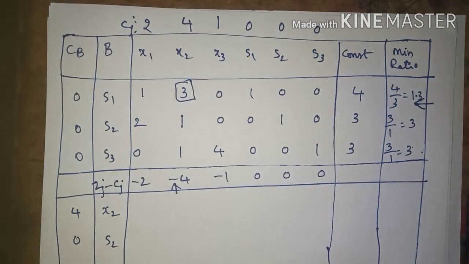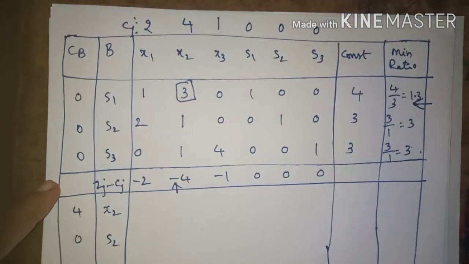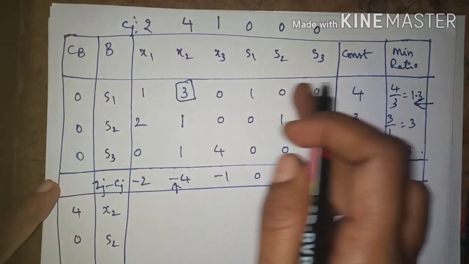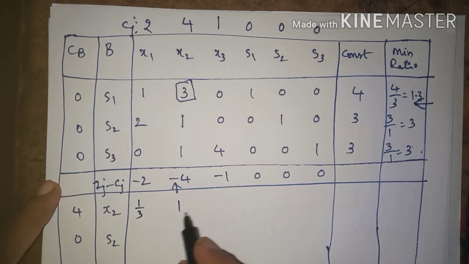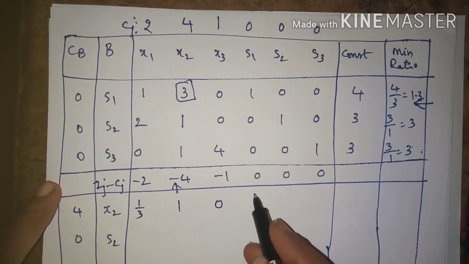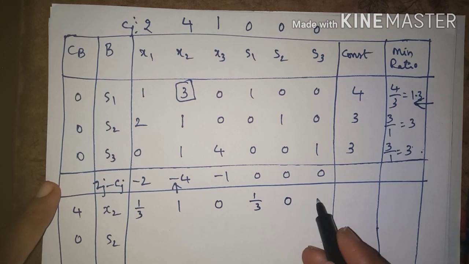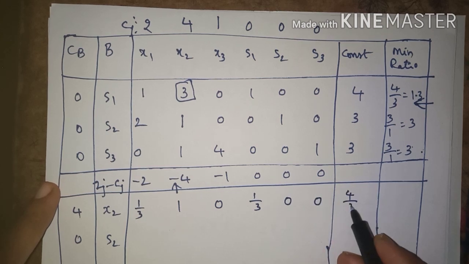Now how to convert the 3 into 1? Dividing the complete row by 3, then only you will get 1 here. Dividing the complete row by 3 means 1 by 3 is 1 by 3, 3 by 3 is 1, 0 by 3 is 0, 1 by 3 is 1 by 3, 0 by 3 is 0, 0 by 3 is 0, 4 by 3.